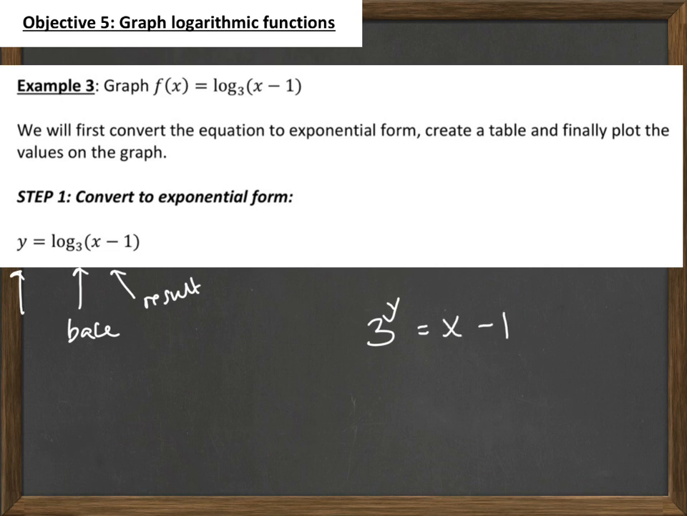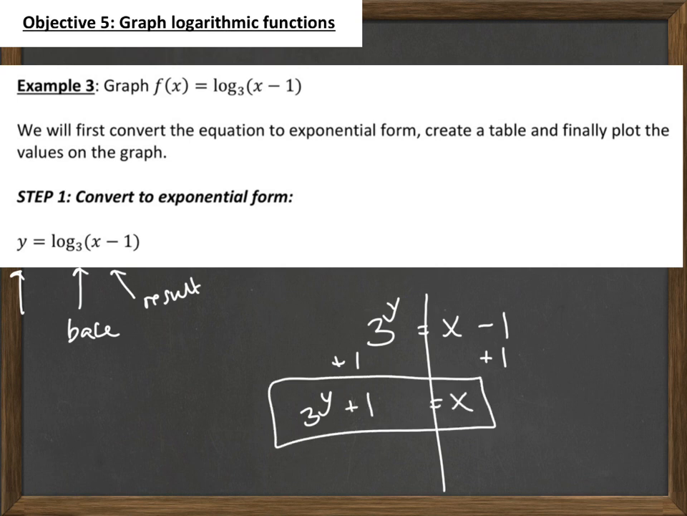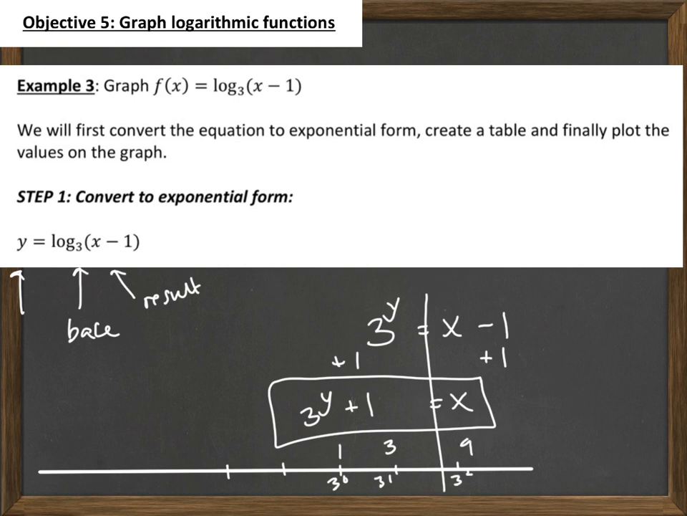So here we actually need to do a little bit of work. We're going to add 1 to both sides of the equation. So we're going to have 3 to the y power plus 1 is equal to x. And believe it or not, that's going to be quite helpful to us, because we're still going to use a base 3 scale. So we'll have 3 to the 0 power is 1, 3 to the first power is 3, 3 to the second power is 9, 3 to the negative first power is 1/3, and so on and so forth. But what are we going to do with all those numbers after we get them? Well, we're going to add 1 to all those numbers.